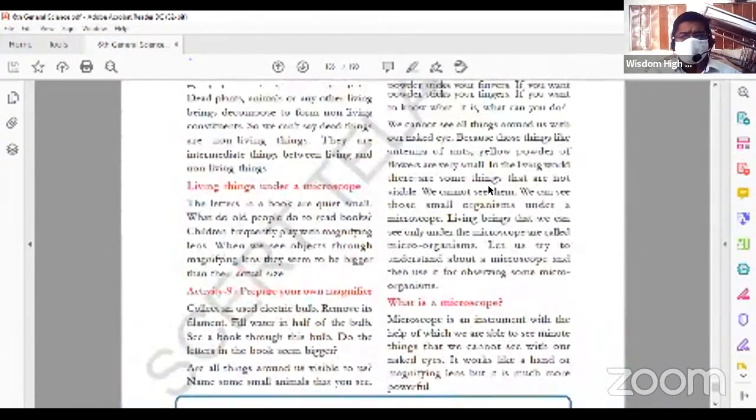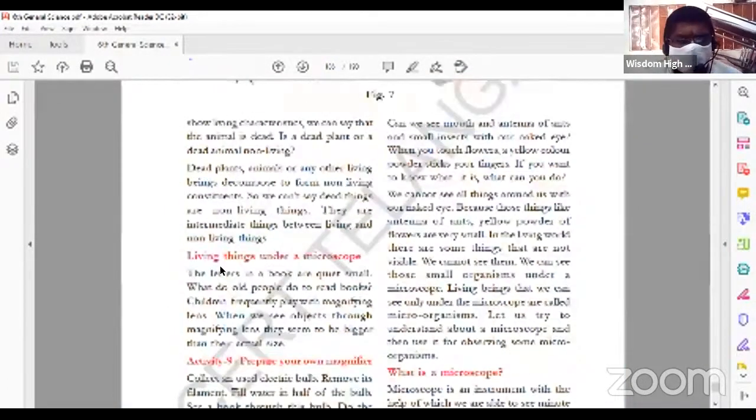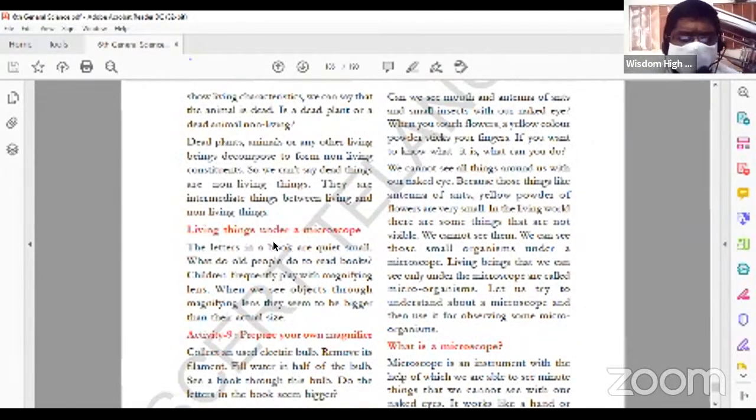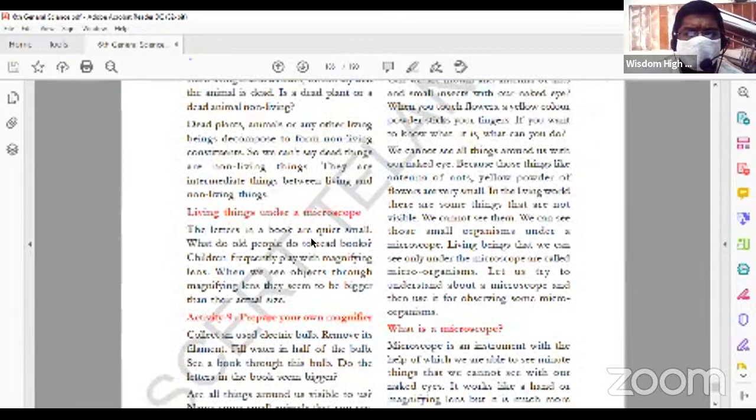So now, children, concentrate here. Today we are going to discuss how we can observe living things under a microscope. For example, when you observe the letters given in the textbook using a magnifying lens, you can see the letters very clearly.